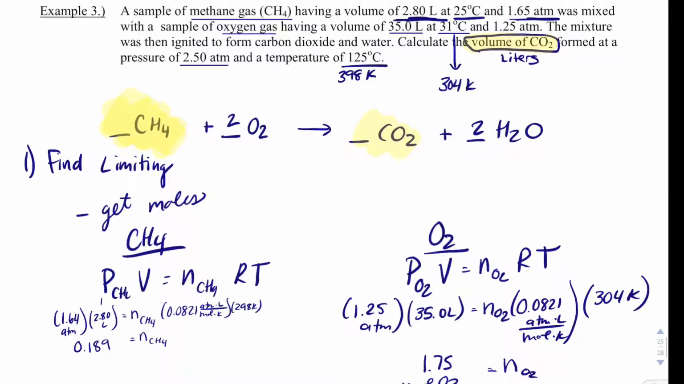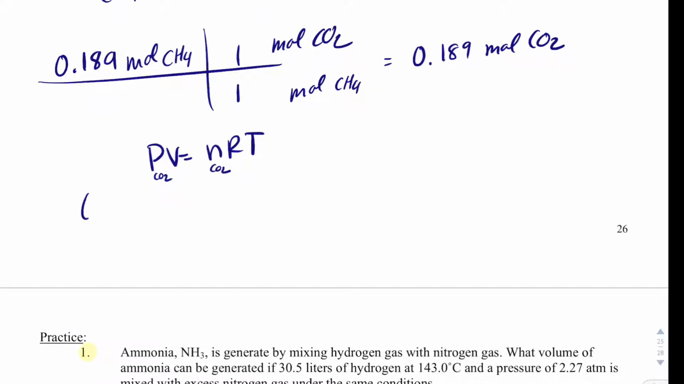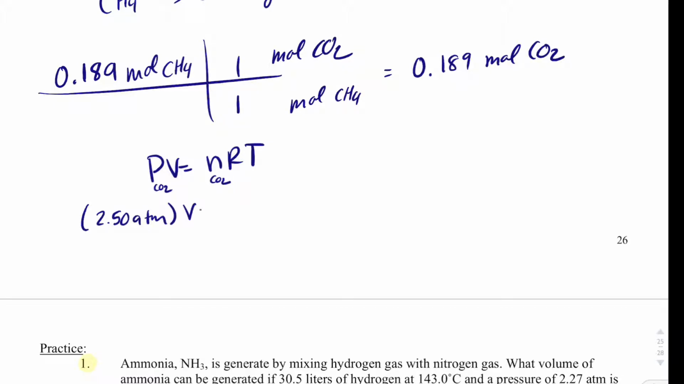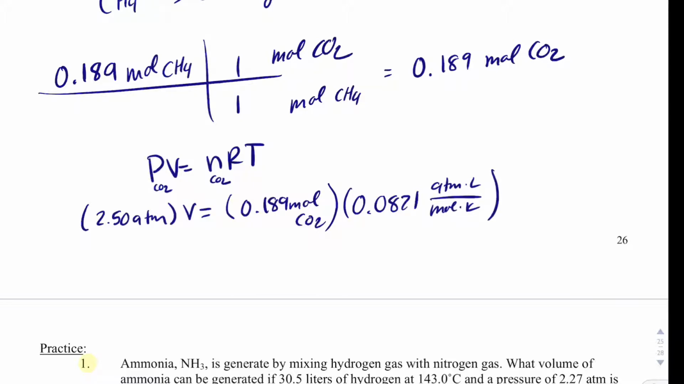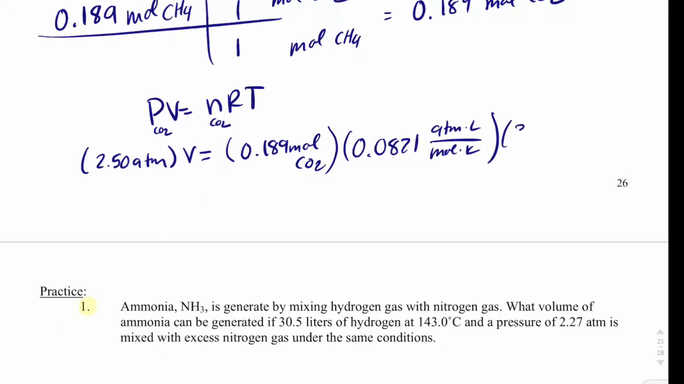The pressure of CO2 was 2.5 atms. The volume is what we're solving for. The moles were 0.189 moles of CO2. R is 0.0821 atms times liters divided by moles times Kelvin. And then the temperature was 398 Kelvin. And so volume, when I solve this out, is going to be 2.47 liters.